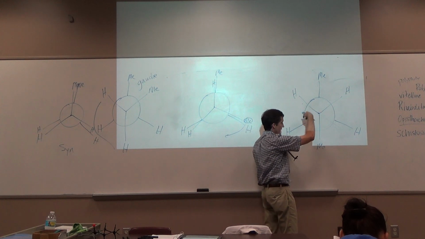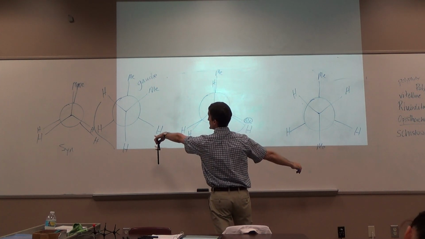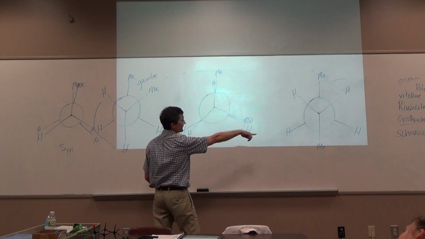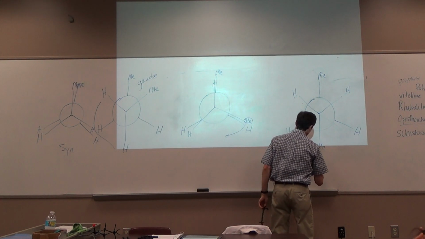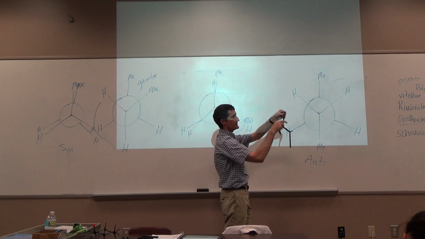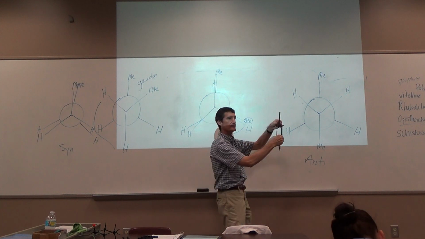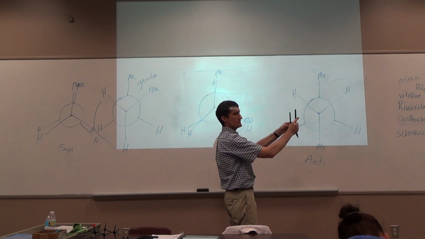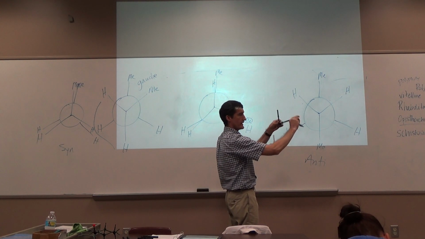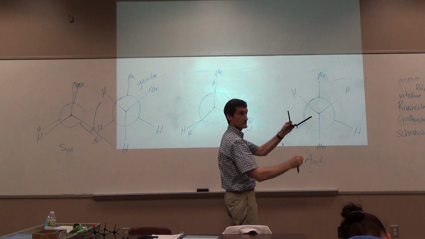Is this eclipsed or staggered? Staggered. Well, that was also staggered. We call that gauche. What do we call this one? Good. This is called anti, because your major groups are opposite to each other. This one's sort of up, this one's down. It's called anti-conformation. What is that called? Syn, anti. What about if it was like that? Gauche to the side.